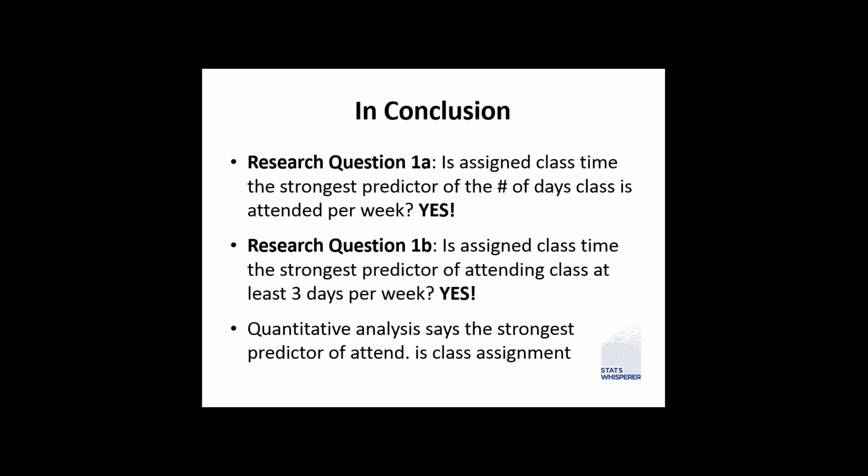So in terms of the research questions, these are our answers, right? Research question 1A, is assigned class time the strongest predictor of the number of days attended class per week? Yes, so assigned class time is. Research question 1B, is assigned class time the strongest predictor of attending class at least 3 days per week? Yes, right? So we got 2 big yeses. Quantitative analysis has indicated the strongest predictor of class attendance is class assignment. So that's what the numbers are telling us.